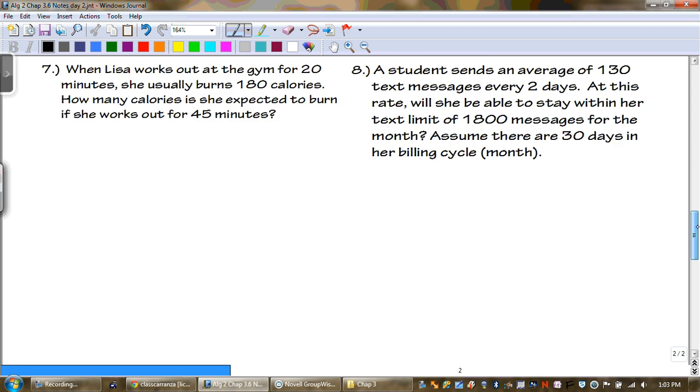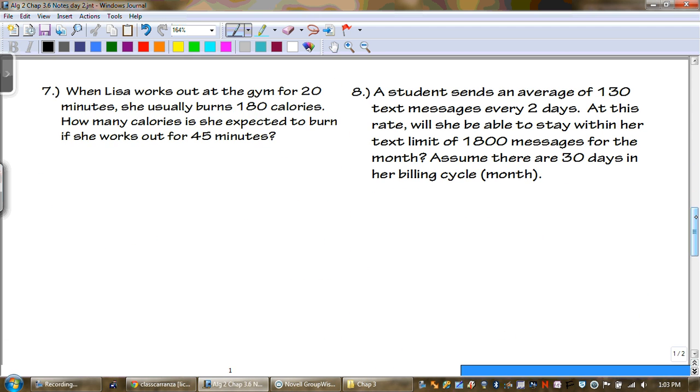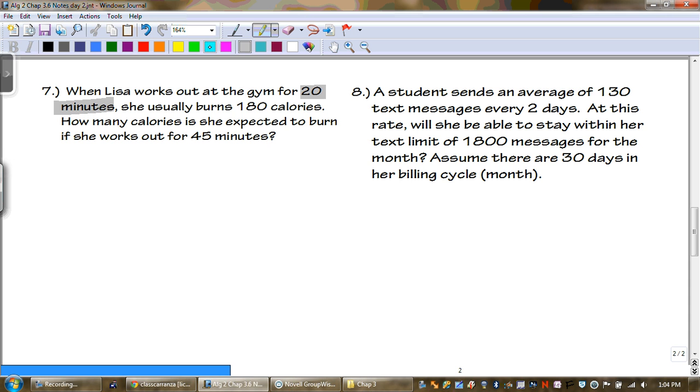Flip it over. Number 7. When Lisa works out at the gym for 20 minutes, she usually burns 180 calories. How many calories is she expected to burn if she works out for 45 minutes? So the two things that we're talking about here are minutes and calories.